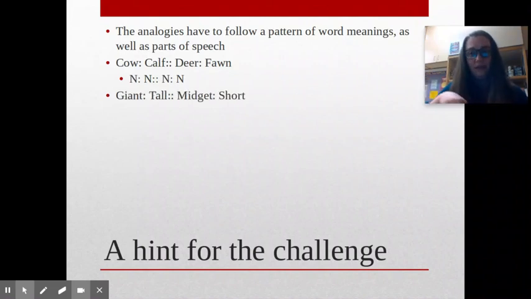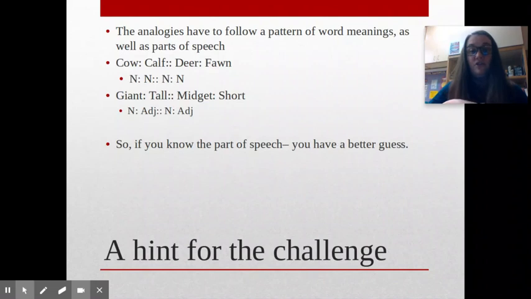Now, let's look here. A giant is to tall, as a midget is to short. In this case, giant is a noun, it's a thing, like a person, I guess. Tall, then, is an adjective. So if giant and tall are a noun and an adjective, then on the other side, we also have to have a noun and an adjective. So you see midget and short. All right. So if you know the part of speech, you at least have a better guess.